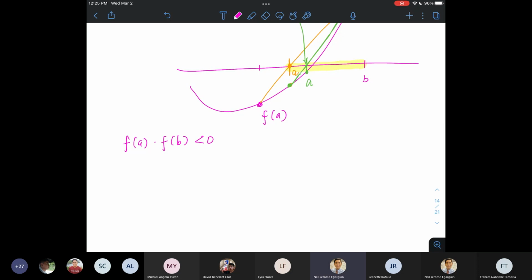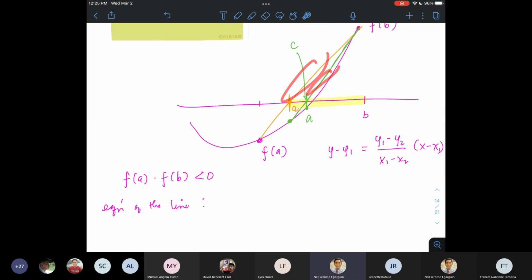Tapos sabi natin, ginagamit natin yung x-intercept ng line passing through the endpoints. So kunin natin yung equation of the line passing through the two endpoints, right? Remember your two-point form of a line. Meron kang y minus y1 equals y1 minus y2 over x1 minus x2 times x minus x1, all right? So sa elementary algebra nyo, ito yung equation ng line passing through the points x1, y1 and x2, y2. So we'll just apply this formula para makuha yung equation nung orange o kaya nung green line dito.